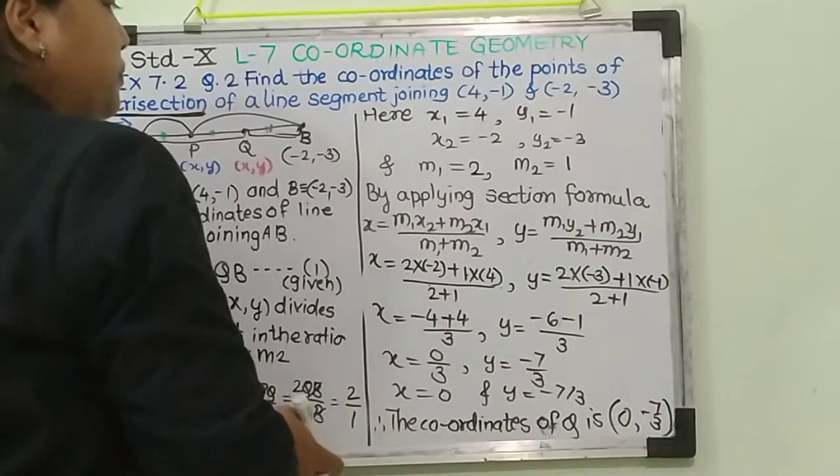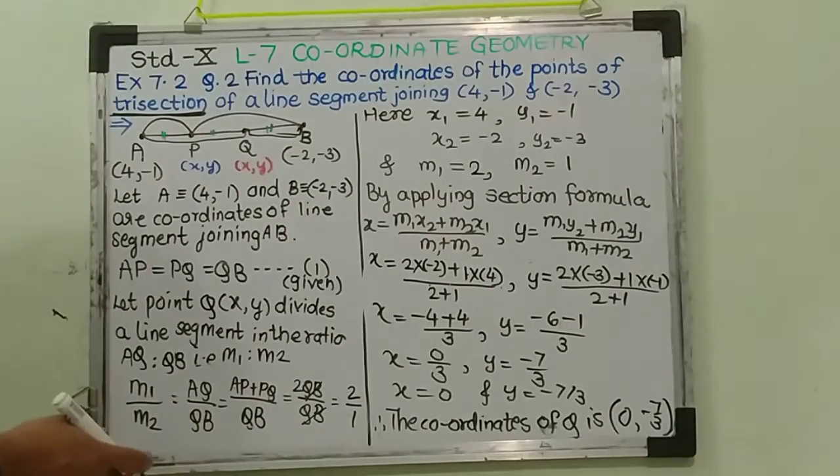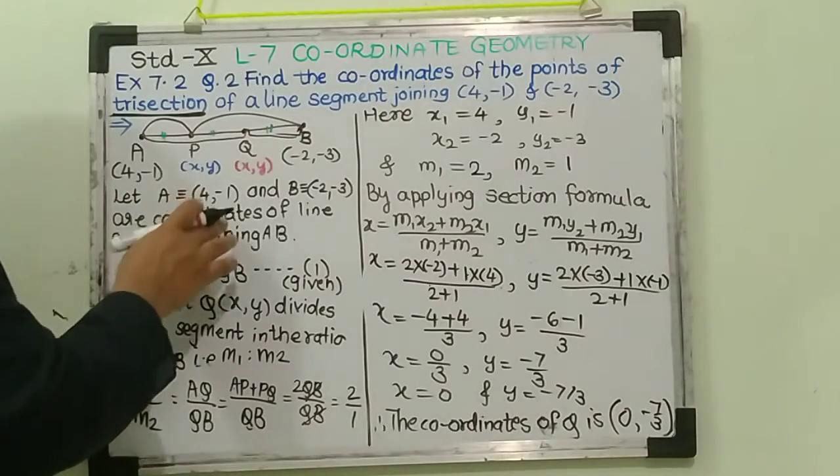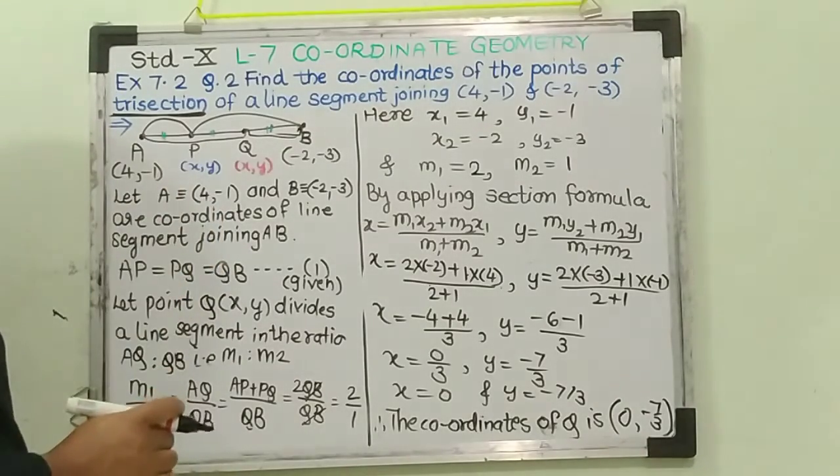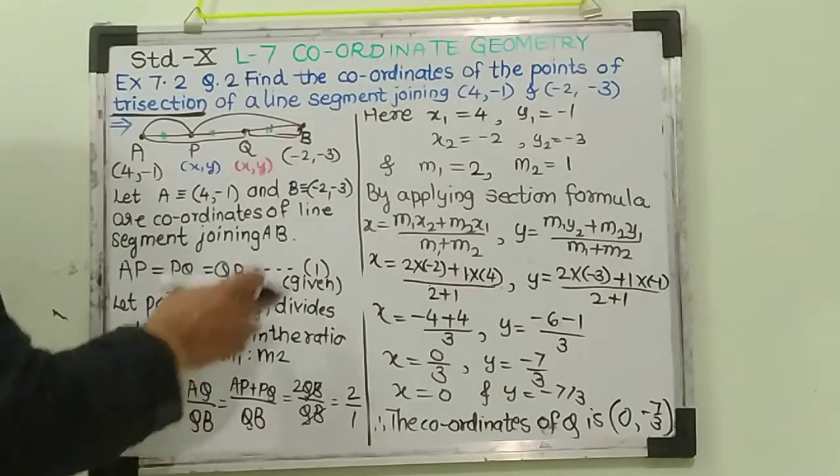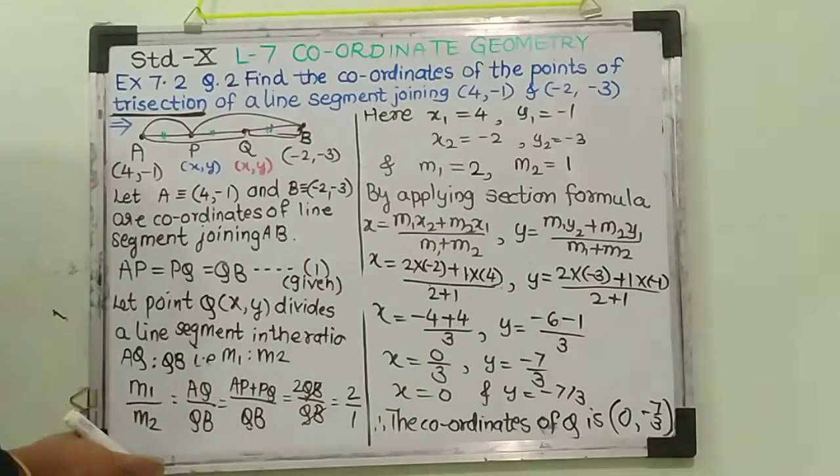So copy down. Same process we did for the point Q. First we find the ratio, then we find out the values of x1, y1, x2, y2, m1, m2, and then we apply the section formula to find the coordinates of Q, and finally we get the coordinates of Q, that is x equals to 0 and y equals to minus 7 upon 3. So copy down. So we can continue our next question.